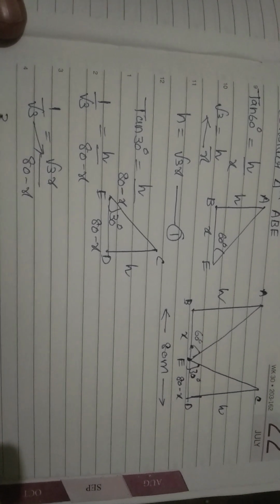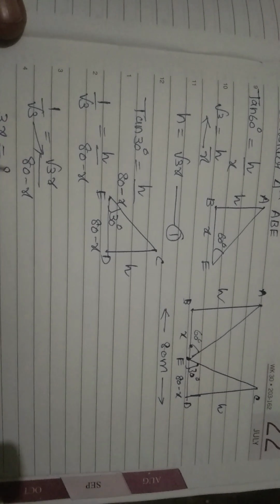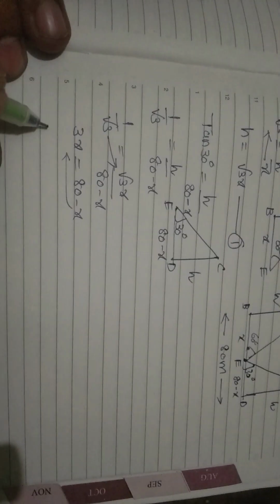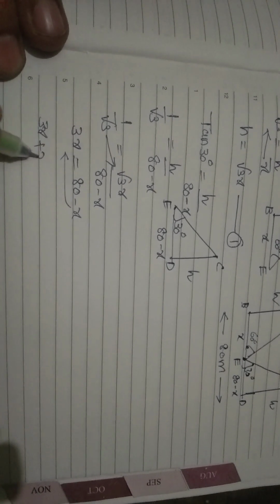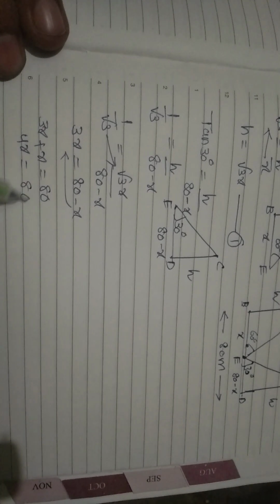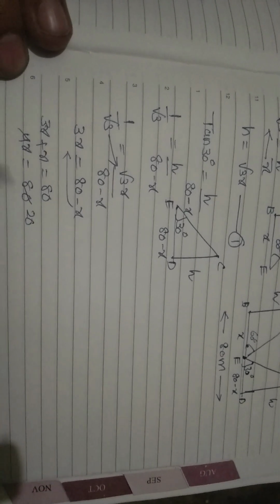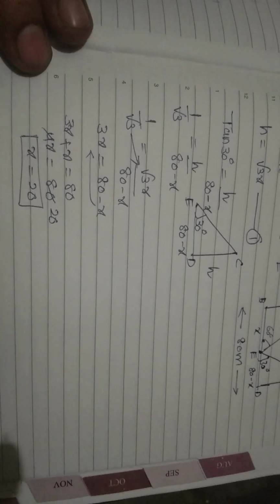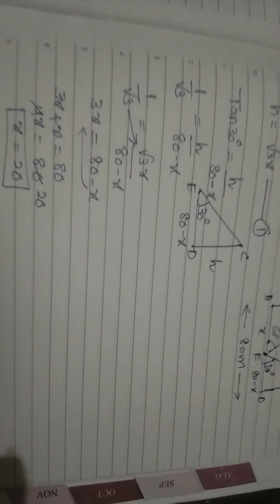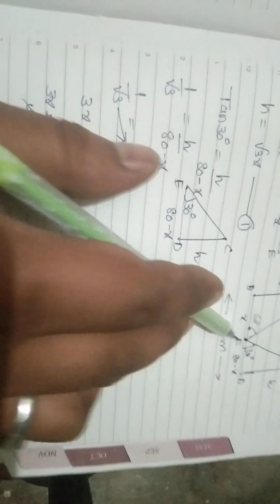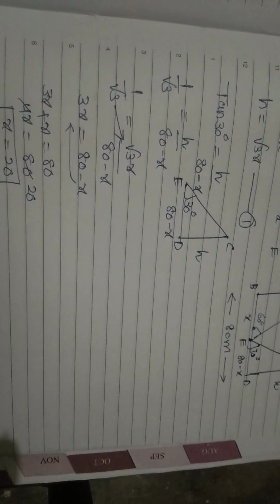Root 3 into root 3, 3x is equal to 1 into 80 minus x. Minus x you transpose, 3x plus x is equal to 80. 4x is equal to 80, x is 20. So x value how much? 20. x means what? Distance between first point B and point E. Okay, x value we got.